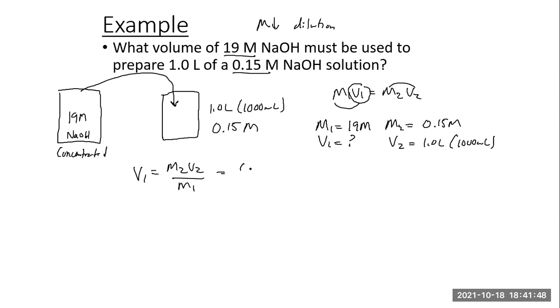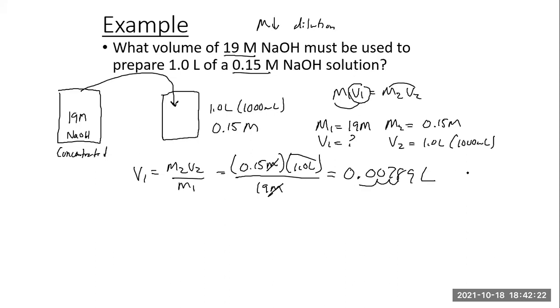Putting in our numbers, 0.15 molar, 1 liter, divided by 19 molar. Molarity cancels out. Because I left it in liters in this case, I will end up in liters. So that's 0.15 times 1 divided by 19, which gives me something like 0.00789 liters. Or if I multiply it by 1,000, three places, that gives me 7.89 milliliters.